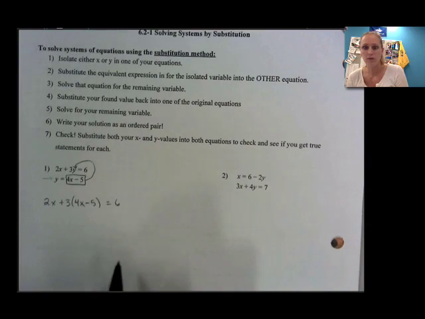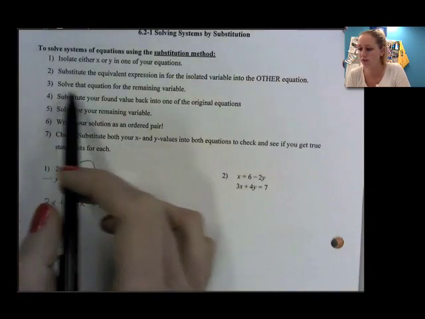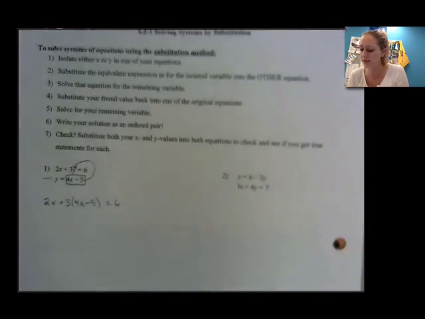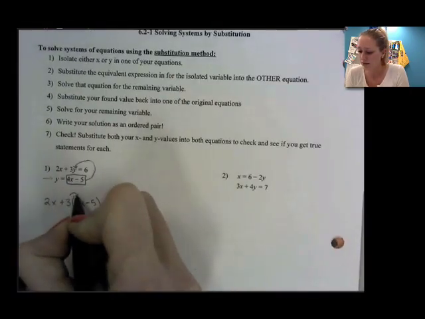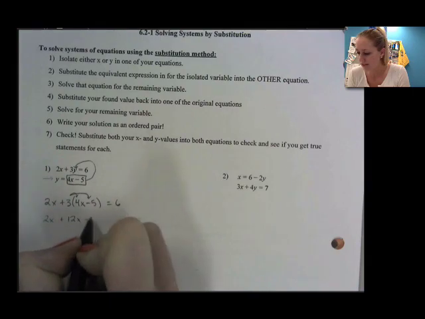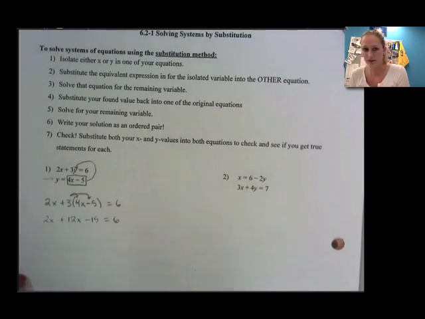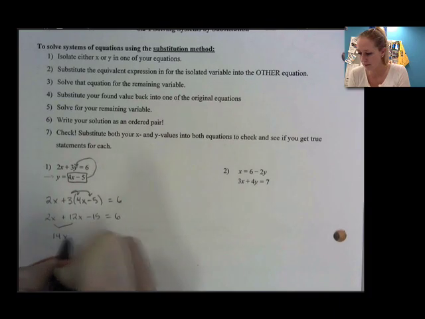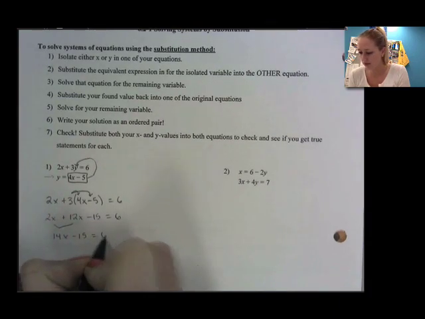Now, why is that helpful? Well, now my equation only has one variable. So now we're moving on to step 3. Solve that equation for the remaining variable. So I only have x's, so we're going to go ahead and solve for x. So we got some simplifying to do. So I'm going to distribute here. And I have 12x minus 15. After I distribute, combine some like terms. So I've got 14x minus 15 equals 6.